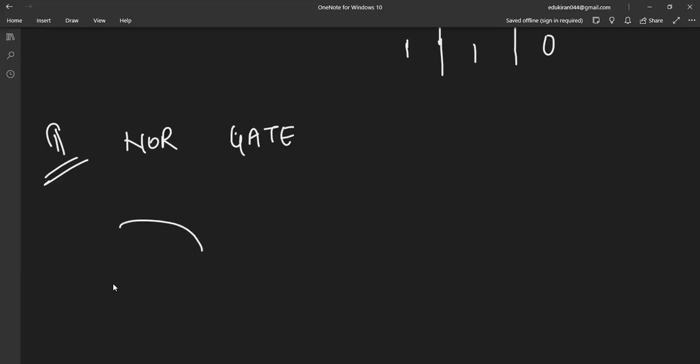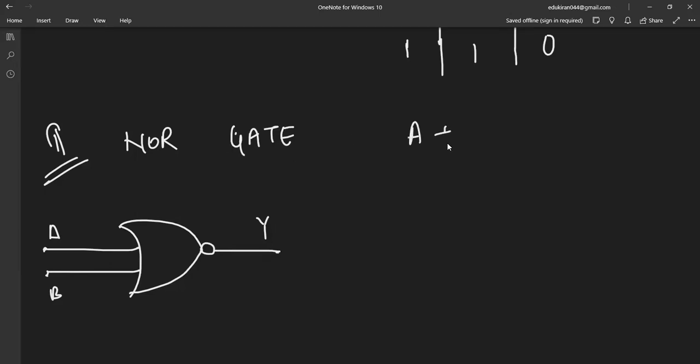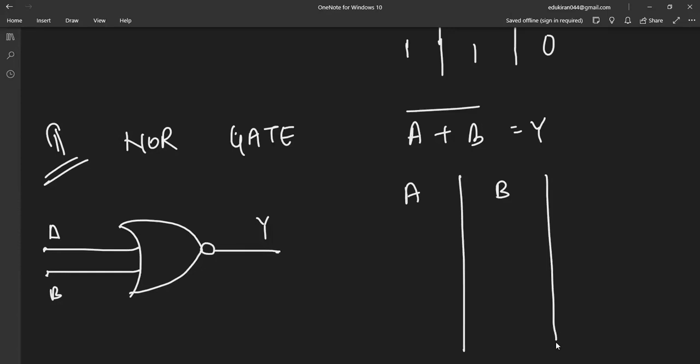So how do we draw the OR gate? We draw it like this. This is A, this is B. So you put a NOT symbol. This is how you get the final Y. Now, again, how do we write NOR? A plus B gave you Y. So we'll reverse whatever would be the answer of A plus B.